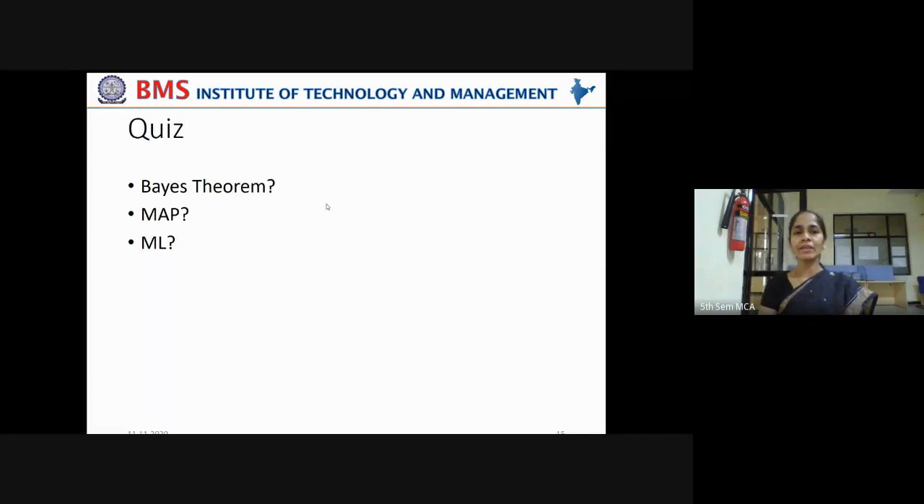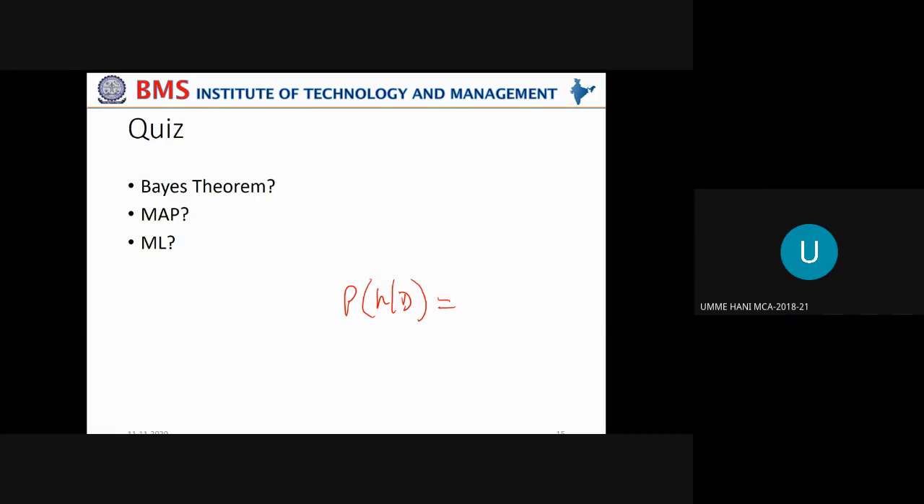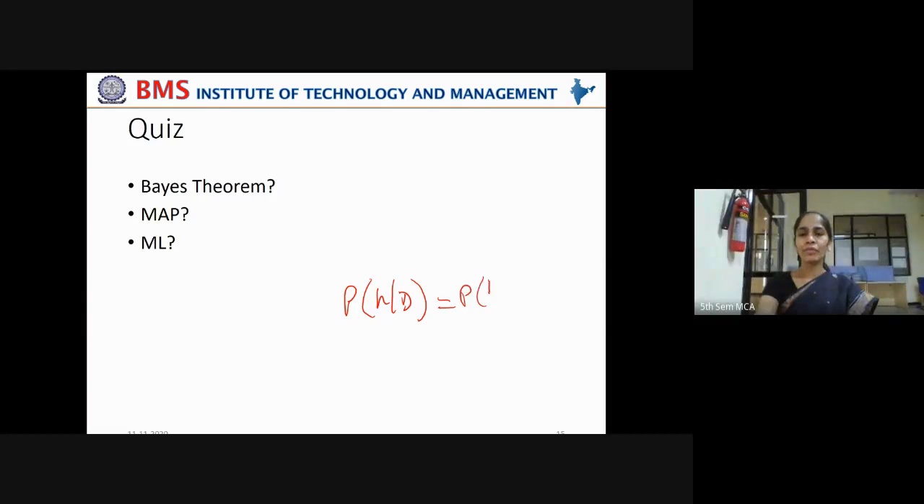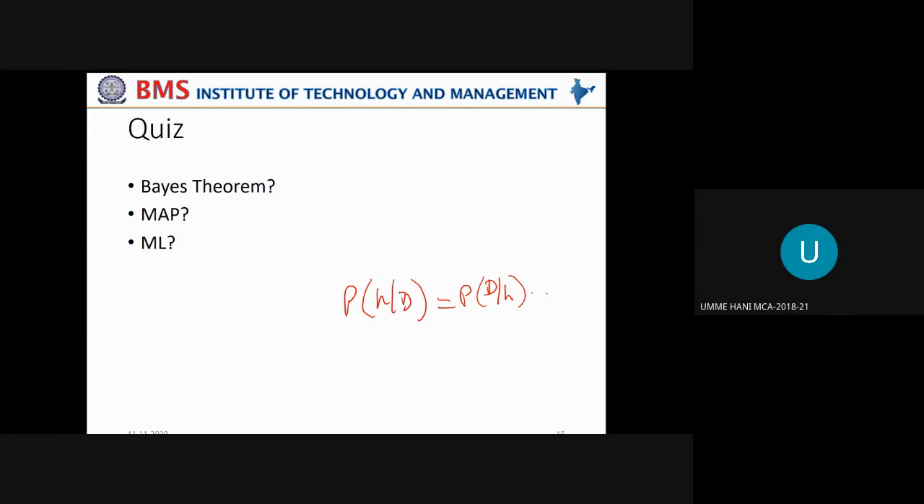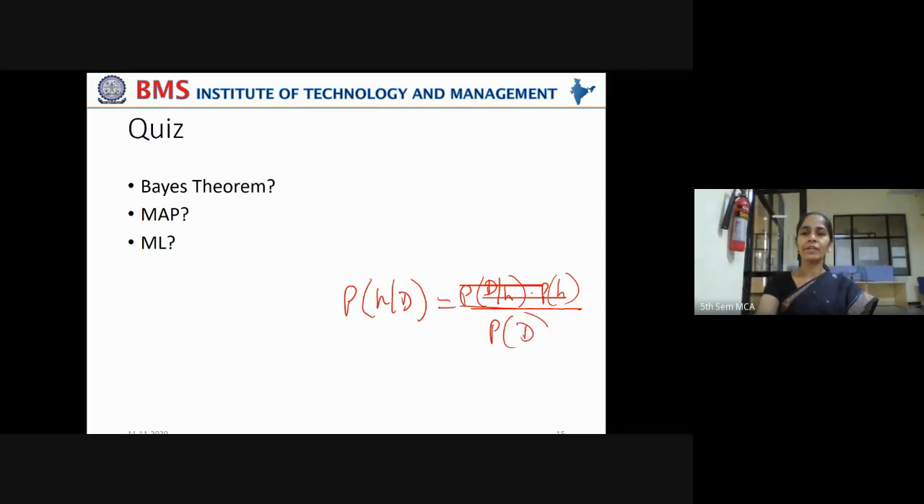Now before leaving, can you just tell me what is Bayes' theorem? I purposefully repeated the terms again and again so that you will not forget it at all. What is Bayes' theorem? P of H given D can be calculated as? Quickly, students. P of D given H, multiplied by P of H, divided by P of D. Very good. This is Bayes' theorem.